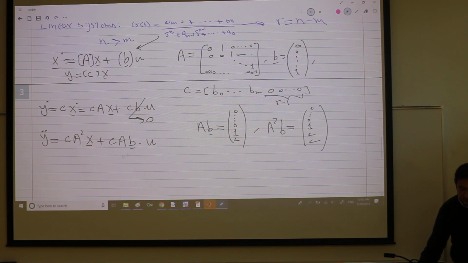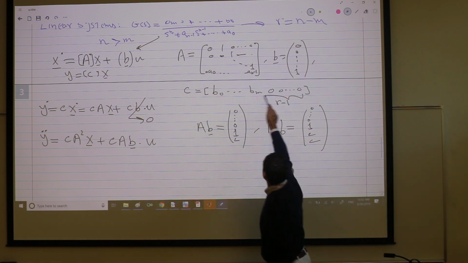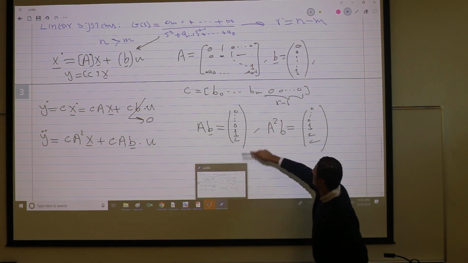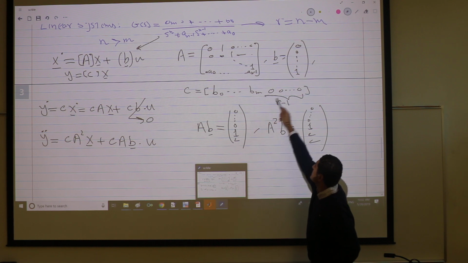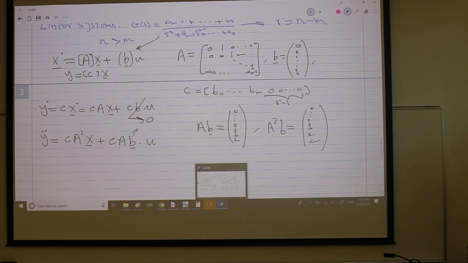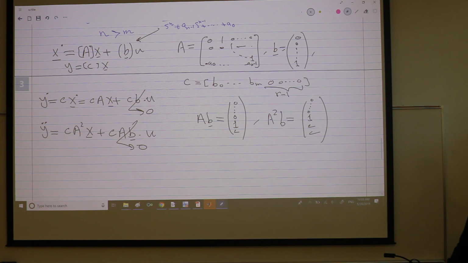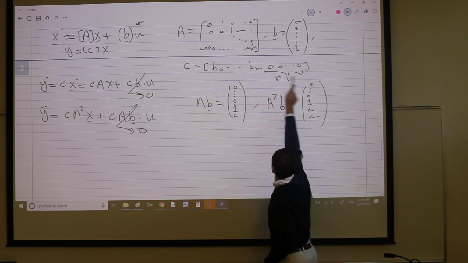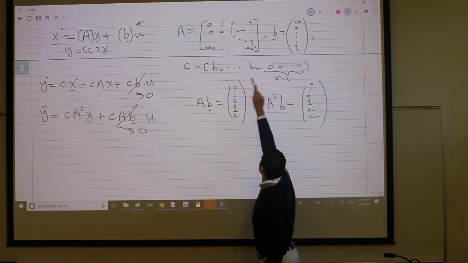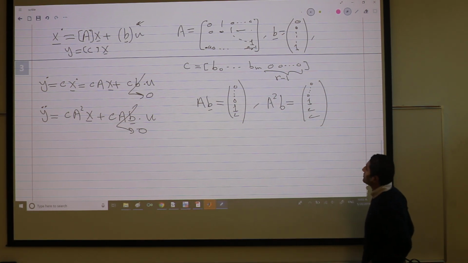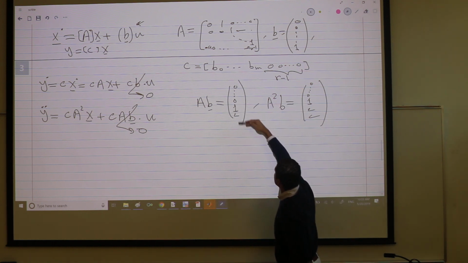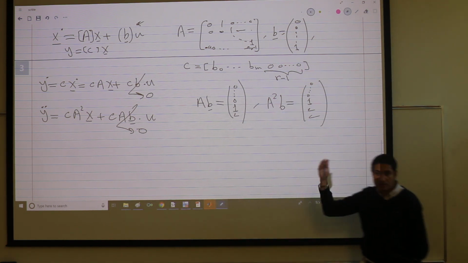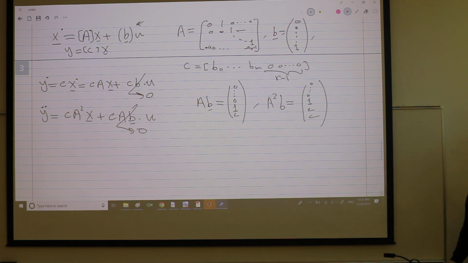So if you multiply CAB, like I said, all of this from here are zeros, and here I have just two non-zero elements, so it will give me again 0. So in order to get a non-zero thing, remember here I have r minus 1 zeros. The first element here is the rth element. So this 1 of B needs to move up by multiplication by A, r minus 1 times, to pass the r minus 1 zeros. So I'm going to keep doing that.